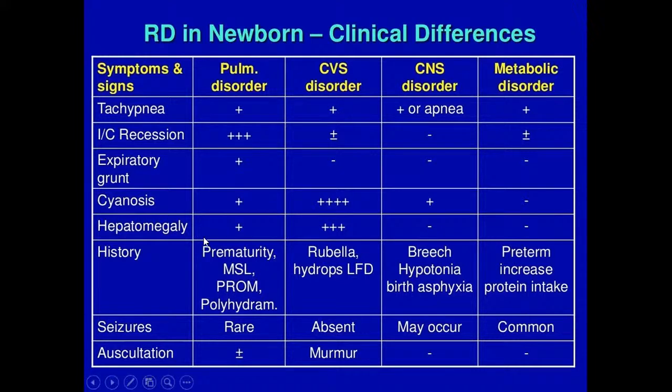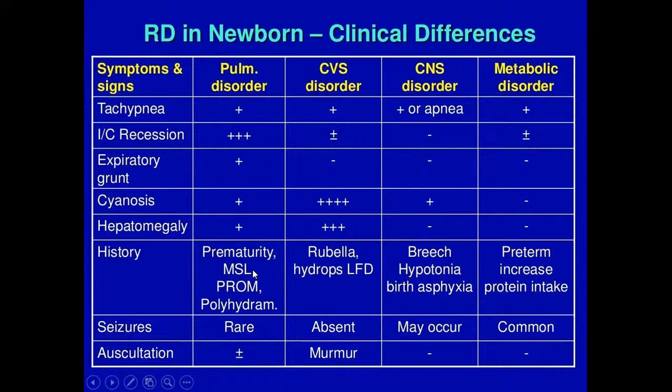Cyanosis can happen in pulmonary disorders, cardiovascular disorders, and CNS disorders, but metabolic disorders usually present with tachypnea with mild retractions, and these babies usually present with pale skin because of the acid levels related to vasoconstriction of the skin. Hepatomegaly happens in pulmonary disorders, cardiovascular disorders, and is also seen in metabolic disorders.